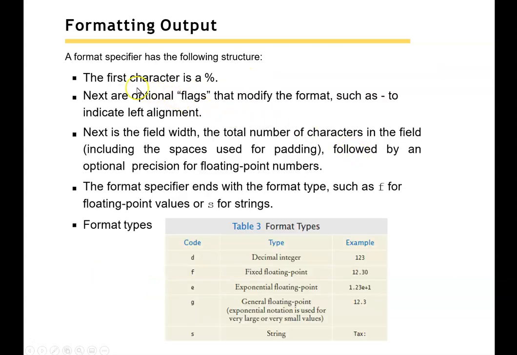A format specifier has the following structure. The first character is a percent sign. Next are flags that modify the format, such as minus to indicate left alignment. Next is the field width, the total number of characters, including spaces, followed by a precision. The format specifier ends with the format type, such as f as in floating point. So d is for decimal, f is for float, e is for exponential floating, and so forth.